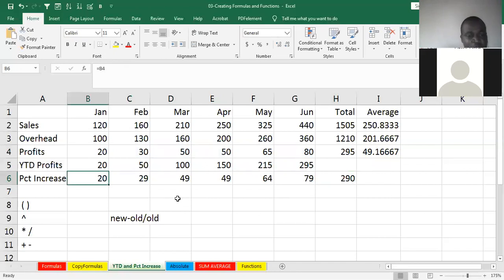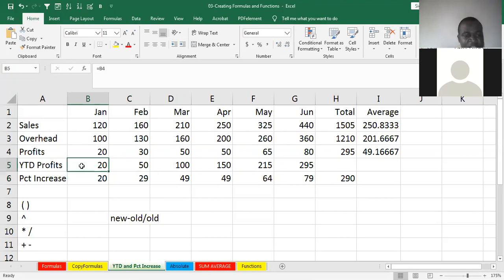Which is equal to new minus old divided by what? Old. New minus old, divided by old. That is just the formula for percent increase. That's okay, sir. So once again, the formula for the year-to-date profits is what?